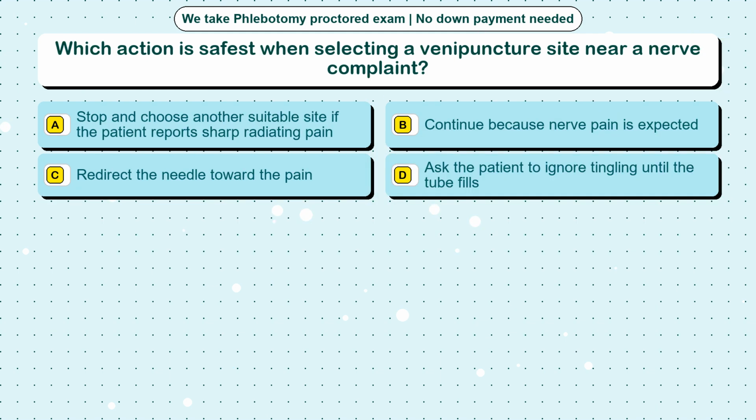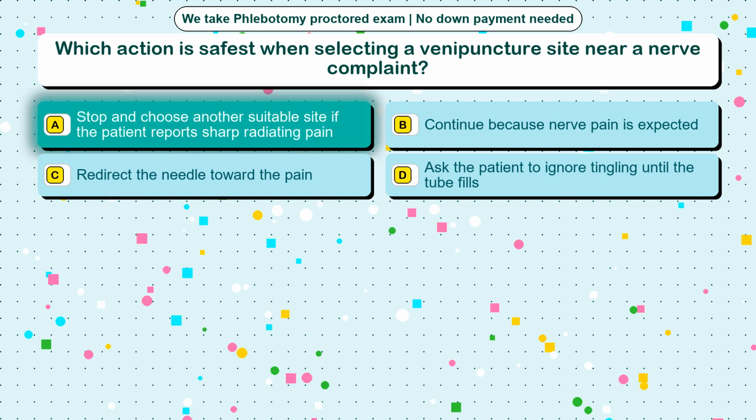Question 47. Which action is safest when selecting a venipuncture site near a nerve complaint? Option A. Stop and choose another suitable site if the patient reports sharp radiating pain. Option B. Continue because nerve pain is expected. Option C. Redirect the needle toward the pain. Option D. Ask the patient to ignore tingling until the tube fills.